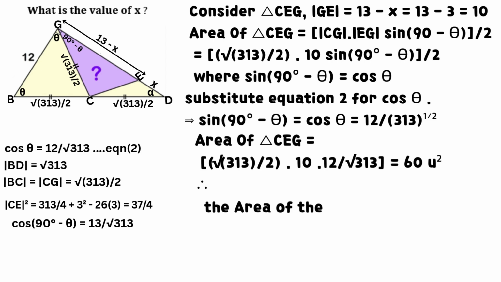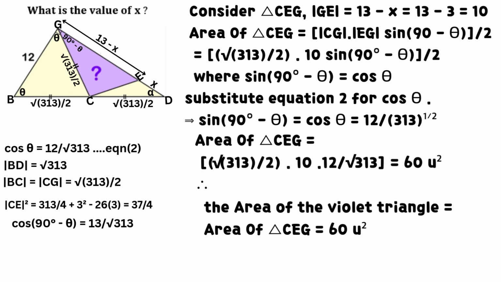Area of triangle CEG equals half times the square root of 313 times 10 times 12 divided by the square root of 313, which equals 60 square units. Therefore, the area of the violet triangle equals the area of triangle CEG, which equals 60 square units.